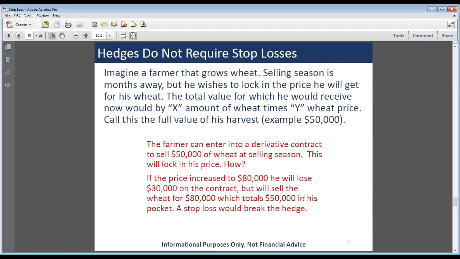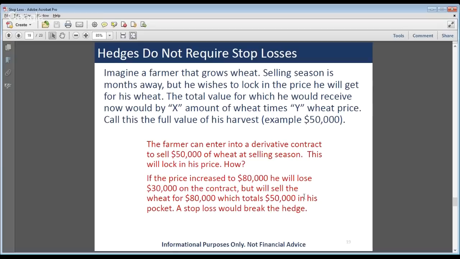Hedges do not require stop losses as well. So here, just to imagine a farmer, call him Bob, that grows wheat. Harvest is months away, and he wants to lock in the price he'll get for his wheat. So say he wants to get 50 grand, which is basically the price of wheat multiplied by how much wheat he's harvesting. And that 50 grand is going to pay plenty of money to pay for his family. Okay. And he's happy with it. And he does not want any market exposure.